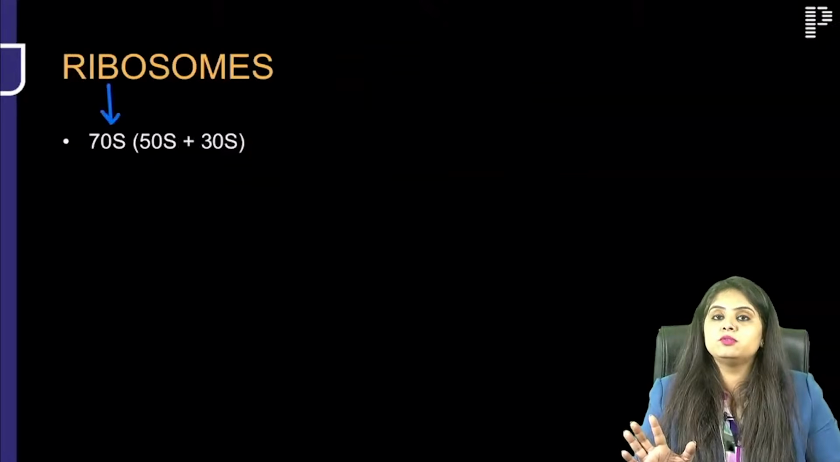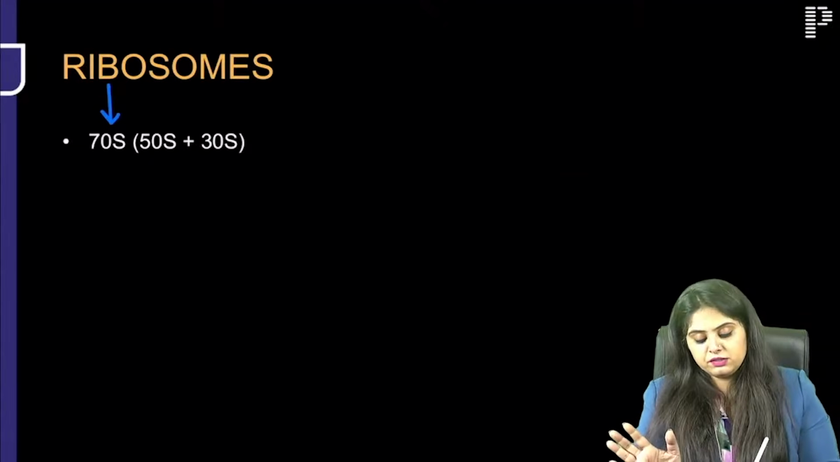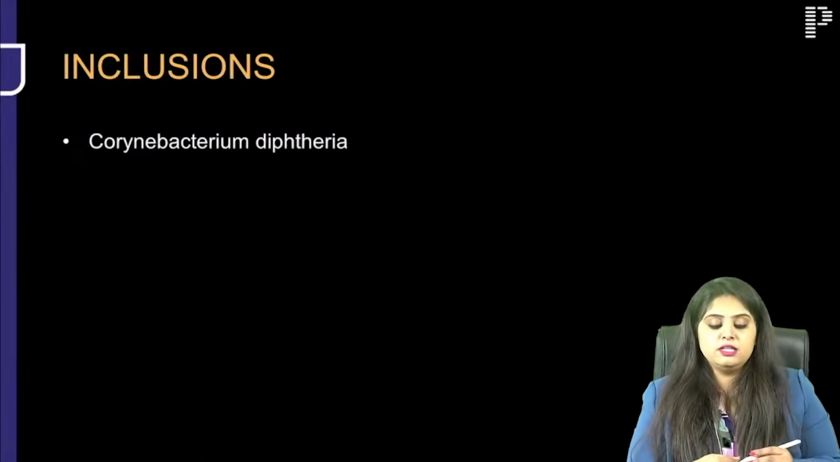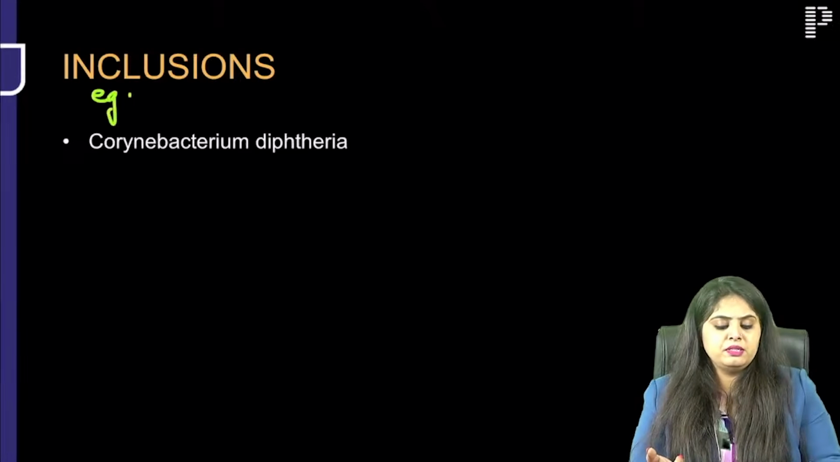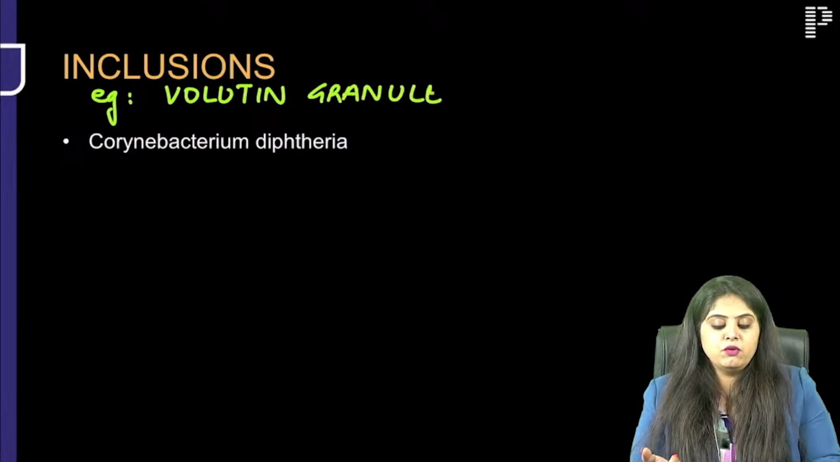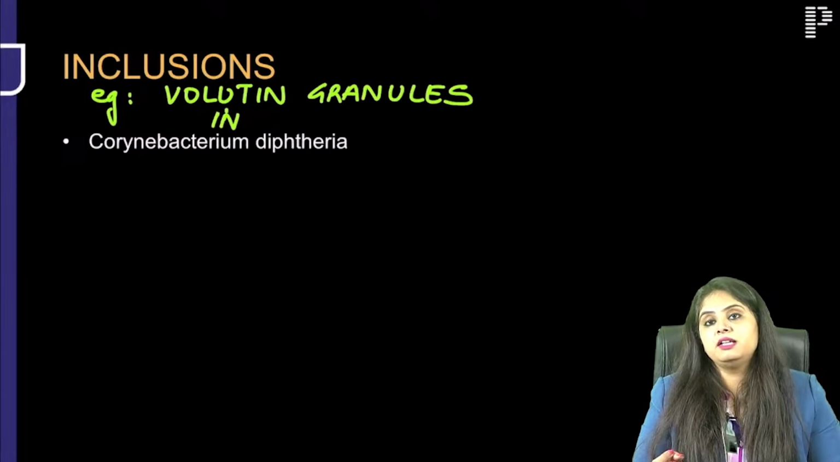Apart from that, I could see a lot of ribosomes. Which kind of ribosomes does the bacteria have? 70S ribosomes. And what is the third thing that I could notice? Inclusions. Does every bacteria have inclusions? No. Just as an example, there is an inclusion called volutin granules. Right now you might find this name very new. Volutin granules are going to be present in a bacteria called Corynebacterium diphtheriae.